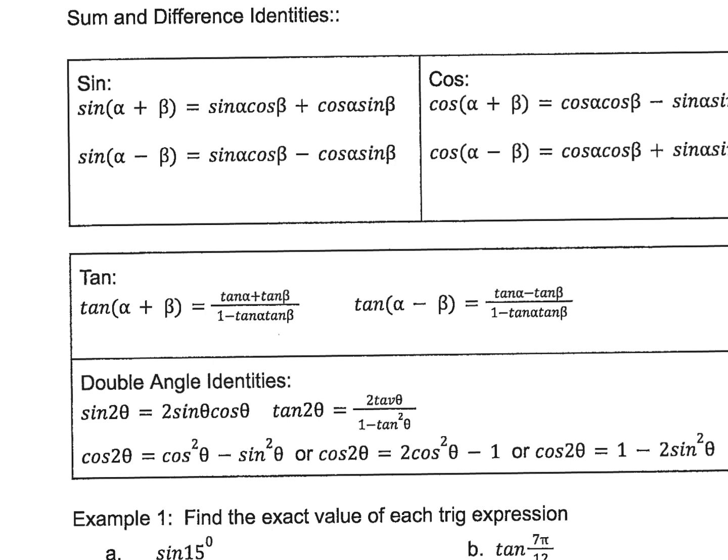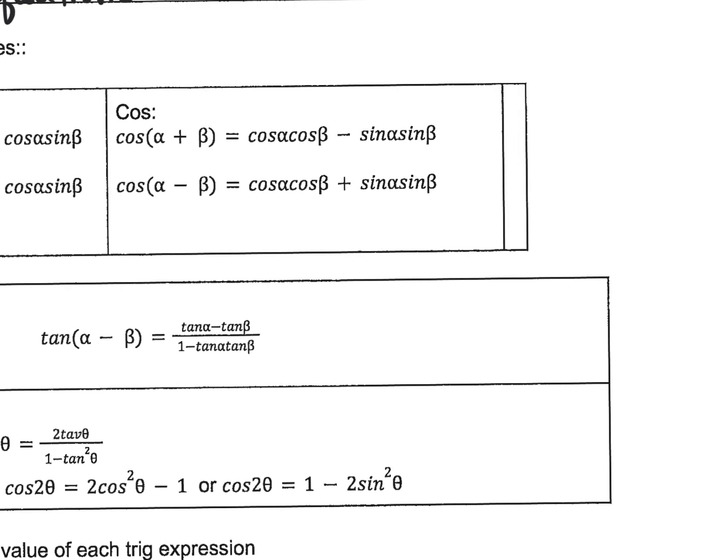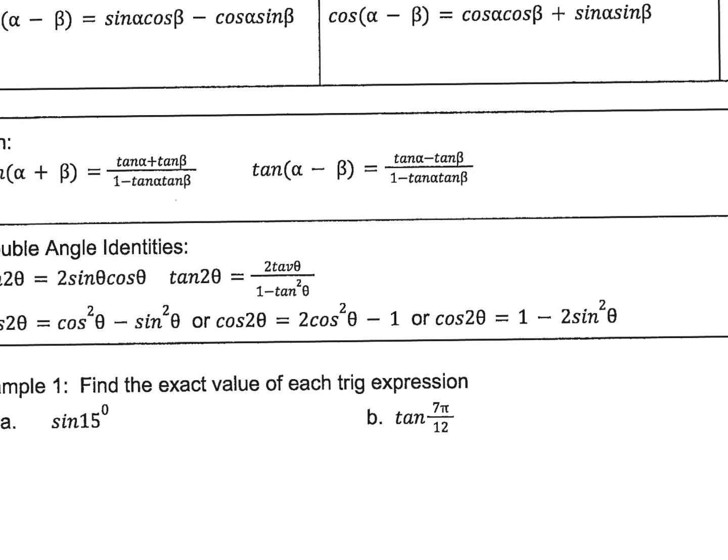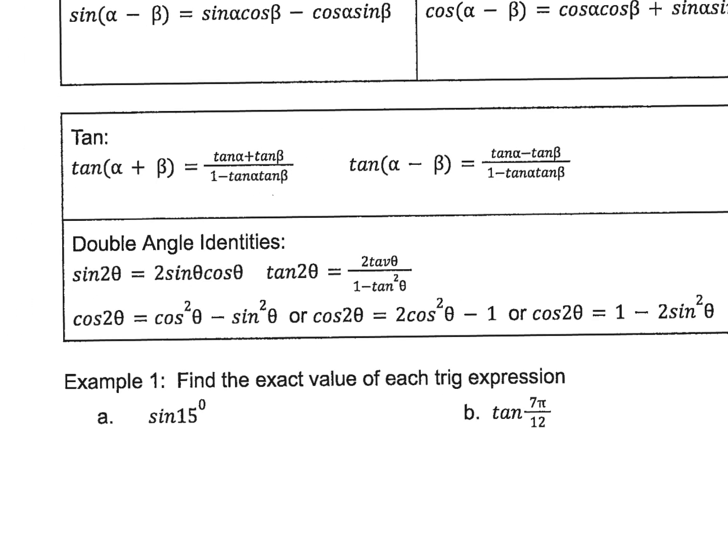Same thing goes with sine of alpha minus beta: sine alpha cosine beta minus cosine alpha sine beta. Then we have the ones for cosine instead: cosine cosine minus sine sine, or cosine cosine plus sine sine. And finally we have them for tangent. Tangent of alpha plus beta is tangent alpha plus tangent beta, over 1 minus tangent alpha tangent beta. Or subtracting, it just changes to a minus sign on top. Okay? Everybody good with that?